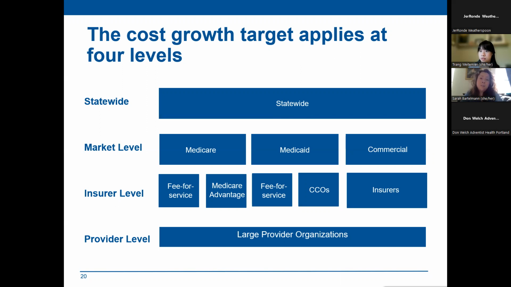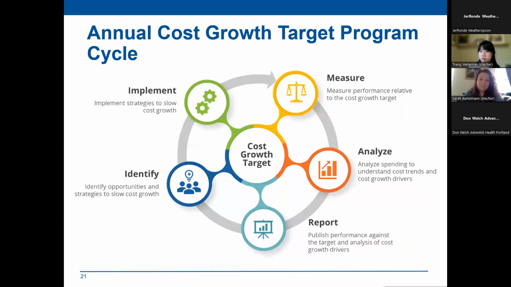And then finally, most relevant to you, we are measuring large provider organizations. And I will come back to what that means and how we're defining that in a second. But next cycle first. Next slide, please, Jody. Okay.